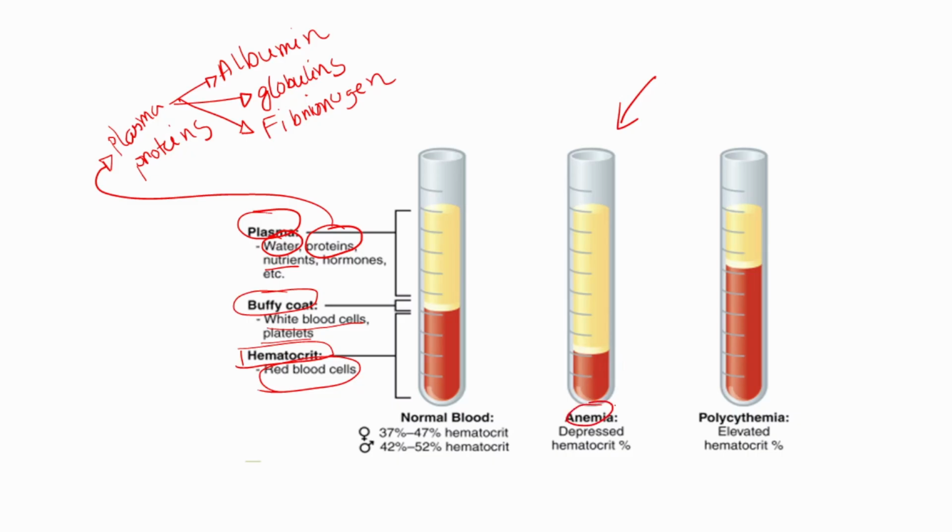Conversely, if the body produces too many red blood cells, the red layer expands, as you see in the third test tube. This state of elevated hematocrit percentage is called polycythemia, which makes the blood thick and harder to pump. Now that we have mapped out this layered composition, we can transition directly to our text and anchor these concepts to exact definitions, normal ranges, and clinical traps.